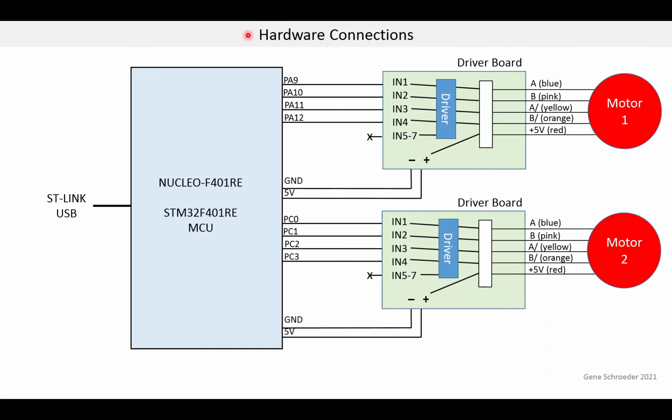Here I show the connections between the MCU Nucleo board and the stepper motors. I have 4 GPIOs for each motor connected to the driver board. I also supply 5 volts and ground from the Nucleo board. You can see how the GPIO signals pass through the driver board to the motors. This blue box represents the driver chip, and the white box represents a connector on the board that the motors plug into.